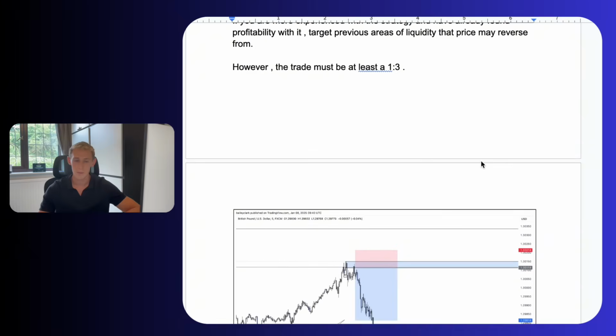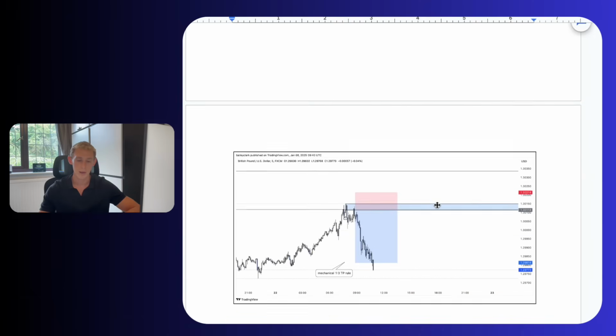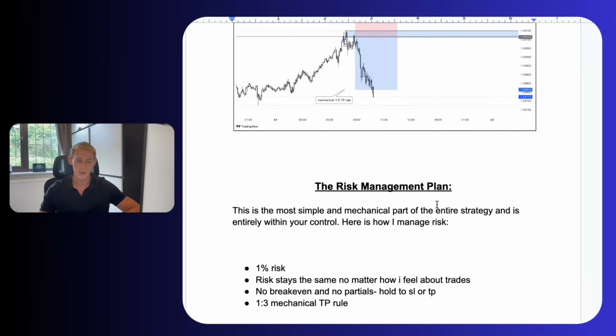I tested numerous different break even rules, and holding to stop loss or take profit with a mechanical 1 to 3 risk to reward system was always the most profitable approach. So that is what we're going to be doing in terms of this backtesting session.